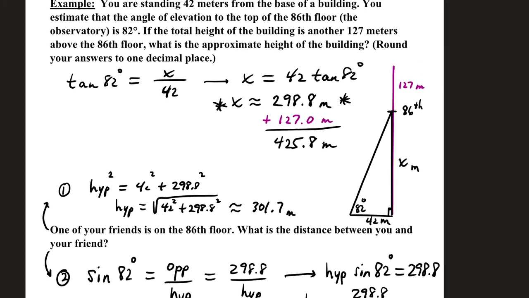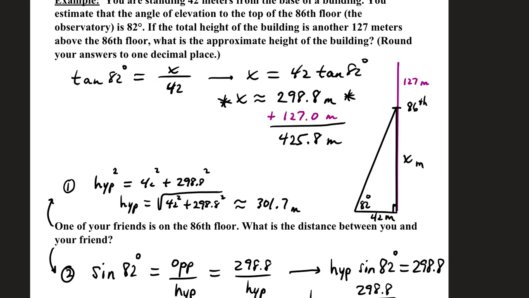So we can set up a tangent ratio because tangent of an angle is the opposite over the adjacent length. So tangent of 82 degrees is equal to x over 42. If you multiply both sides by 42, you will isolate x, and that is equal to 42 times tangent of 82. This is approximately, and you'll want to be in degree mode in your calculator, degree mode. This will be approximately 298.8 meters.